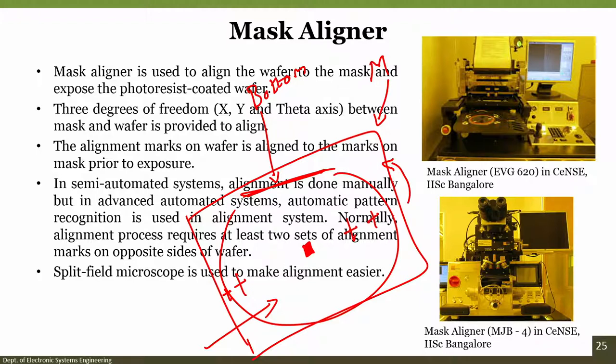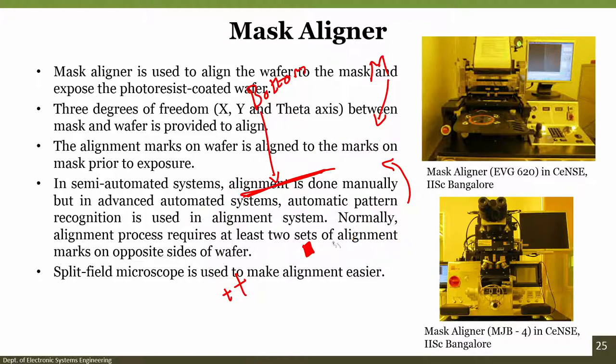So, here you have the freedom of moving in x axis, y axis and theta. I just took an example of theta and x axis. Same thing, there can be a problem with the y axis, then you can also move the mask in the y axis direction. So, in the semi-automated system, the alignment is done manually, but in an advanced automated system, automatic pattern recognition is used in the alignment system.